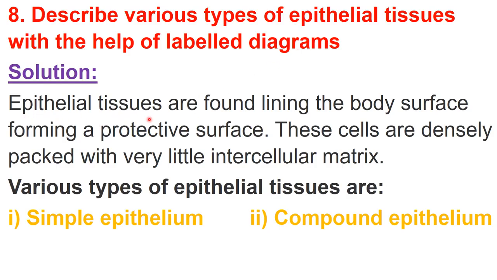So let's see. Epithelial tissues are found in the lining of the body surface, forming a protective surface. So these are present in the lining of the body surface. These cells are densely packed, meaning cells of epithelial tissue are densely packed with very little intercellular matrix, right? And various types of epithelial tissues are simple epithelium and compound epithelium. So you need to discuss simple epithelium and compound epithelium with a labeled diagram.